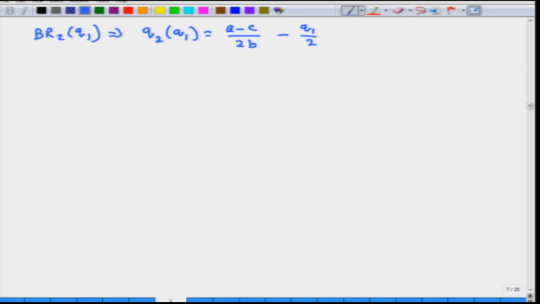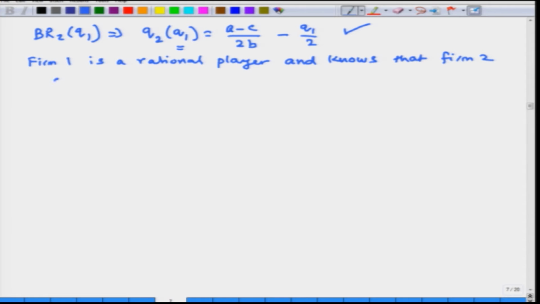Now, firm 1, which is moving first, is a rational player and knows that based on its choice of Q1, firm 2's choice of Q2 would be given by this particular relation. So, firm 1 is a rational player and knows that firm 2 chooses Q2 based on its best response function, right. So, essentially now firm 1 is asking what is the best possible Q1 that I can choose.